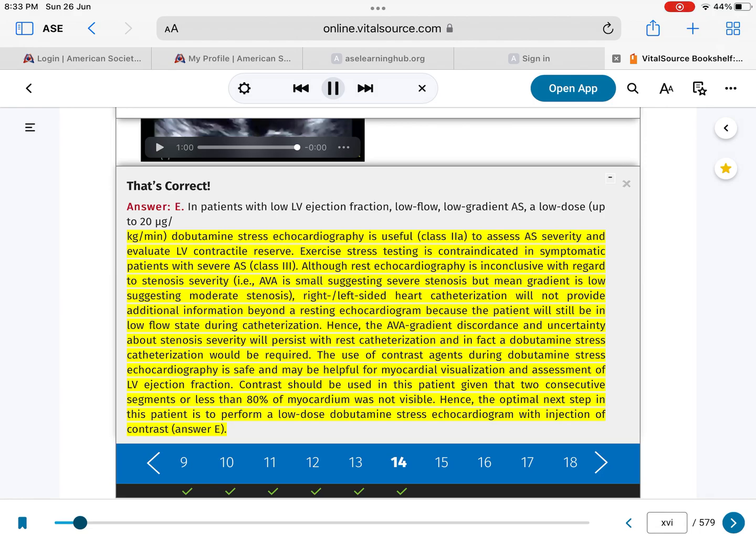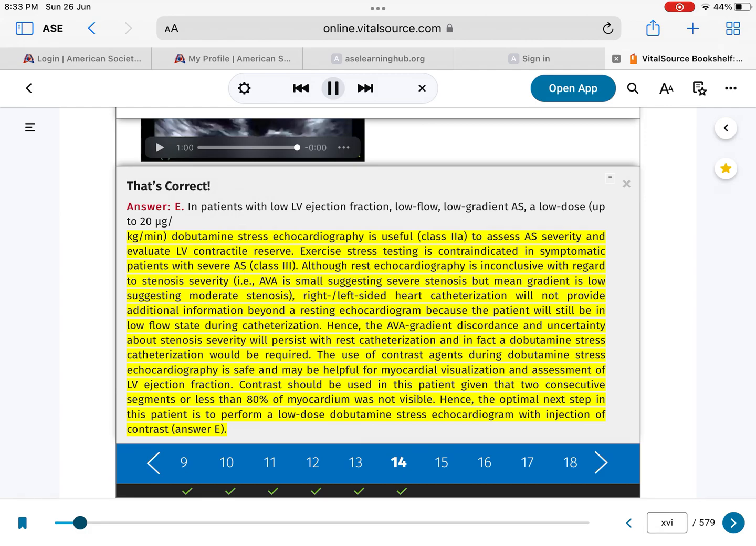Rest echocardiography is inconclusive with regard to stenosis severity, i.e., AVA is small suggesting severe stenosis but mean gradient is low suggesting moderate stenosis. Right and left-sided heart catheterization will not provide additional information beyond a resting echocardiogram because the patient will still be in a low flow state during catheterization.